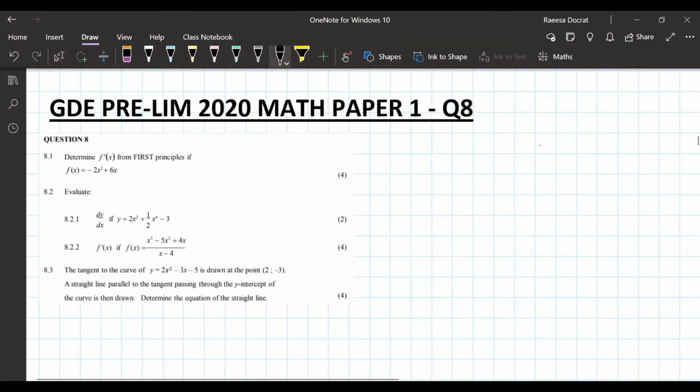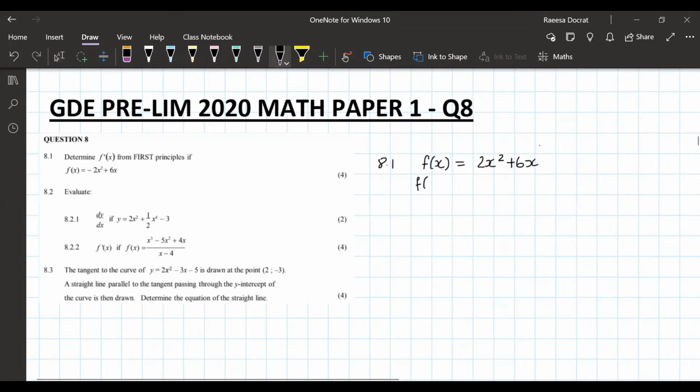For question 8, it says determine the derivative f dash of x from first principles. That is quite simple and it's a standard question, so you need to know how to get standard first principles. The first step is to calculate. We've got f of x is 2x squared plus 6x.